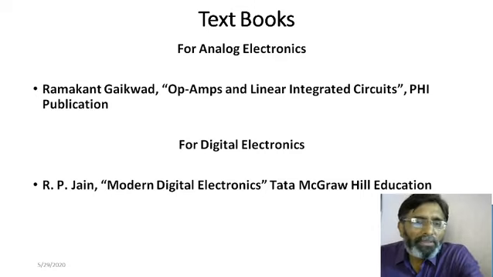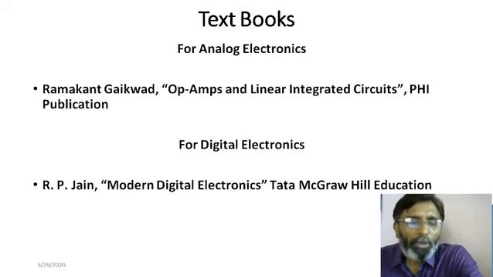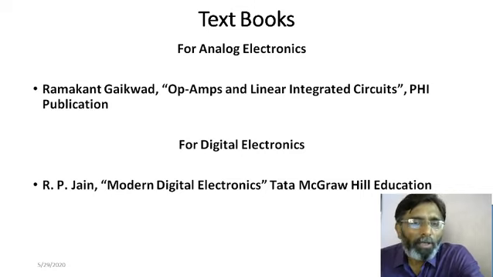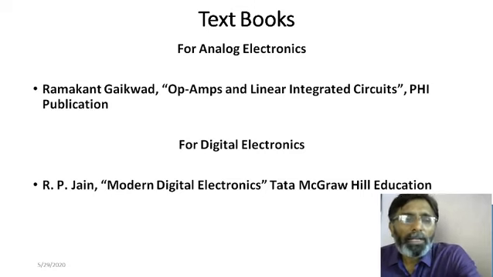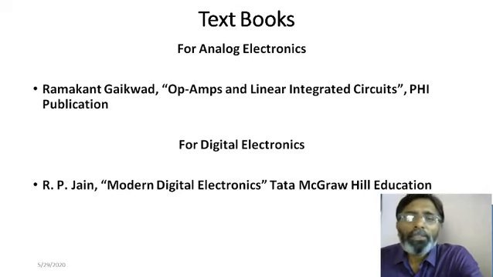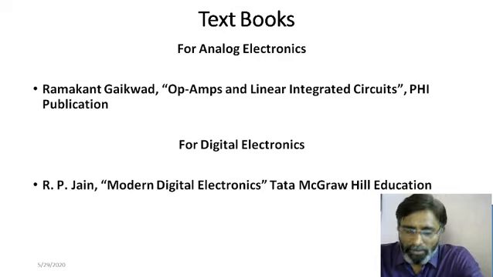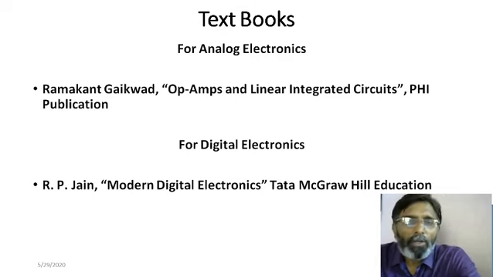For your reference, if you want to understand the topic in depth, or those who are interested in some more information, these are the two books. For analog electronics, you can refer to the book by Ramakant Gaikwad, which is very famous and a very easy book to understand, whose title is Op-amps and Linear Integrated Circuits, published by PHI. And for digital, you can refer to R.P. Jain, whose title is Modern Digital Electronics, published by Tata McGraw-Hill Education.